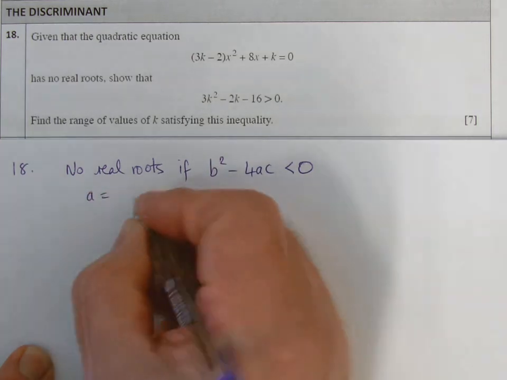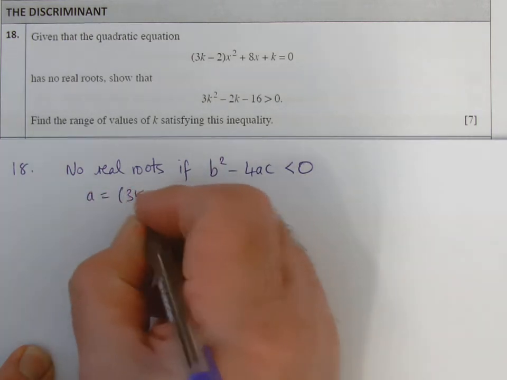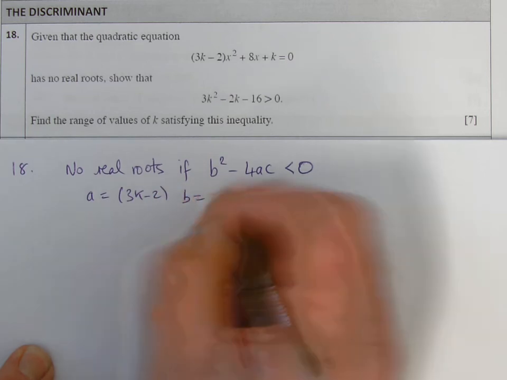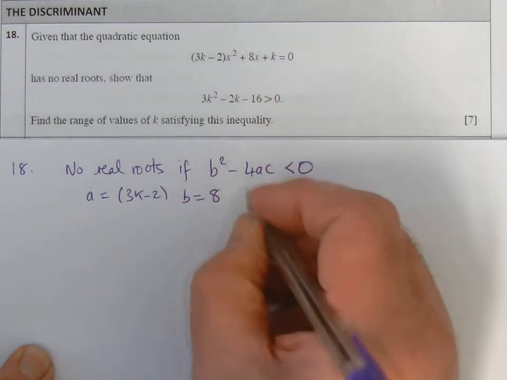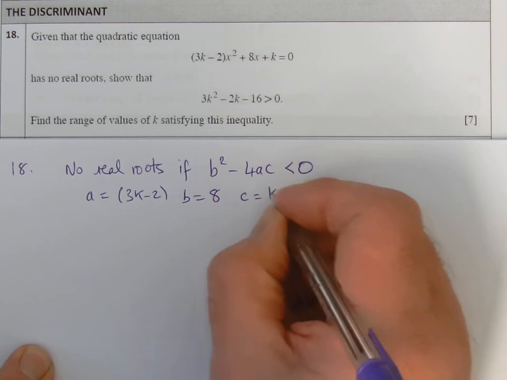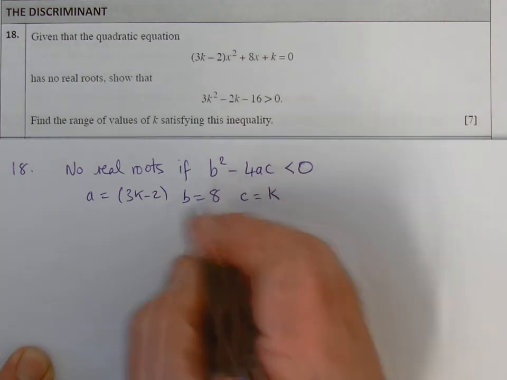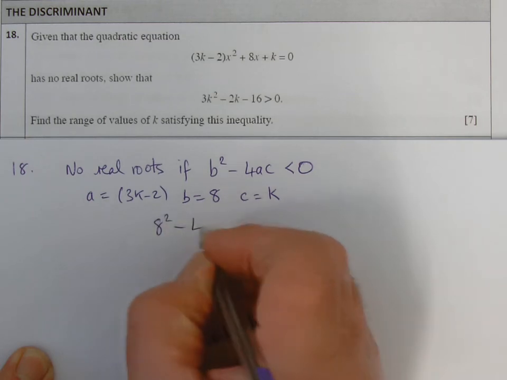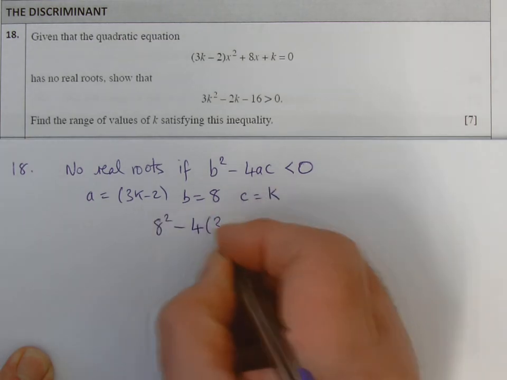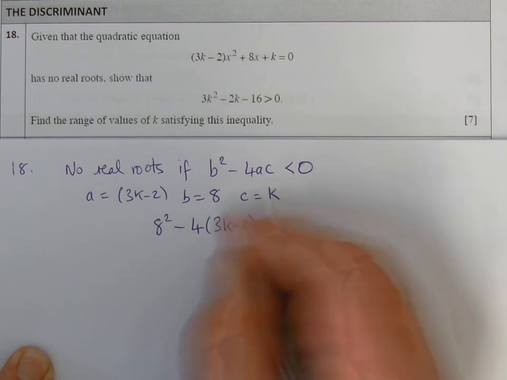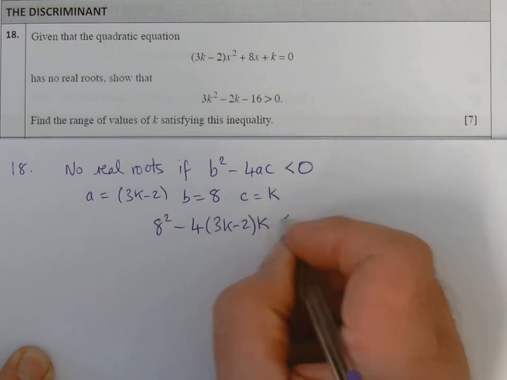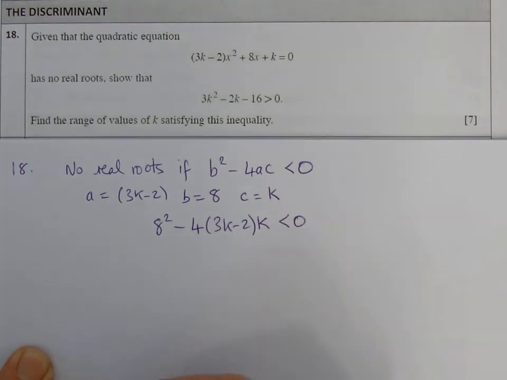So a is the coefficient of x squared, b is the coefficient of x, which is 8, and c is what's left over, which is k. So substitute into that. b is 8, so that's 8 squared minus 4 times a, which is 3k minus 2, times c, which is k, and I want that to be less than naught.